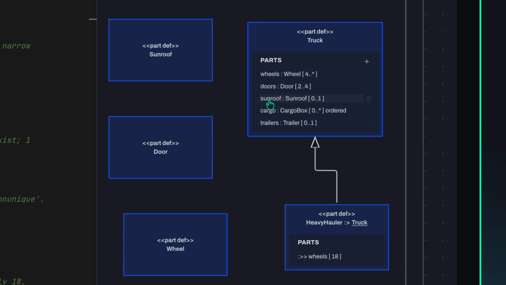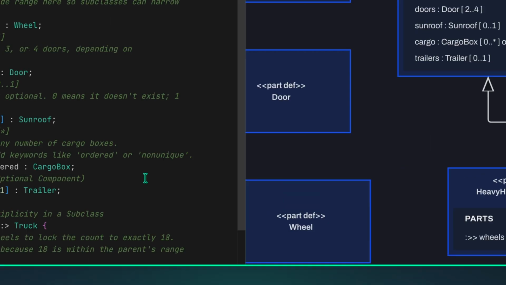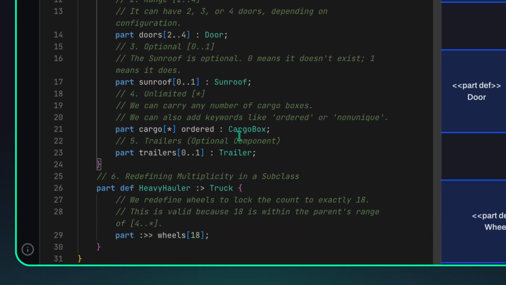Optional features use a lower bound of 0. Each truck may have no sunroof or trailer, or it may have 1. It cannot have 2 because the upper bound is 1. For cargo, we use the unlimited form. Asterisk means 0 or more cargo boxes. The ordered keyword says their order matters. By default, a multi-valued feature is unordered and unique. Use ordered when position matters, such as a sequence of packets, and use non-unique when duplicates must be allowed.